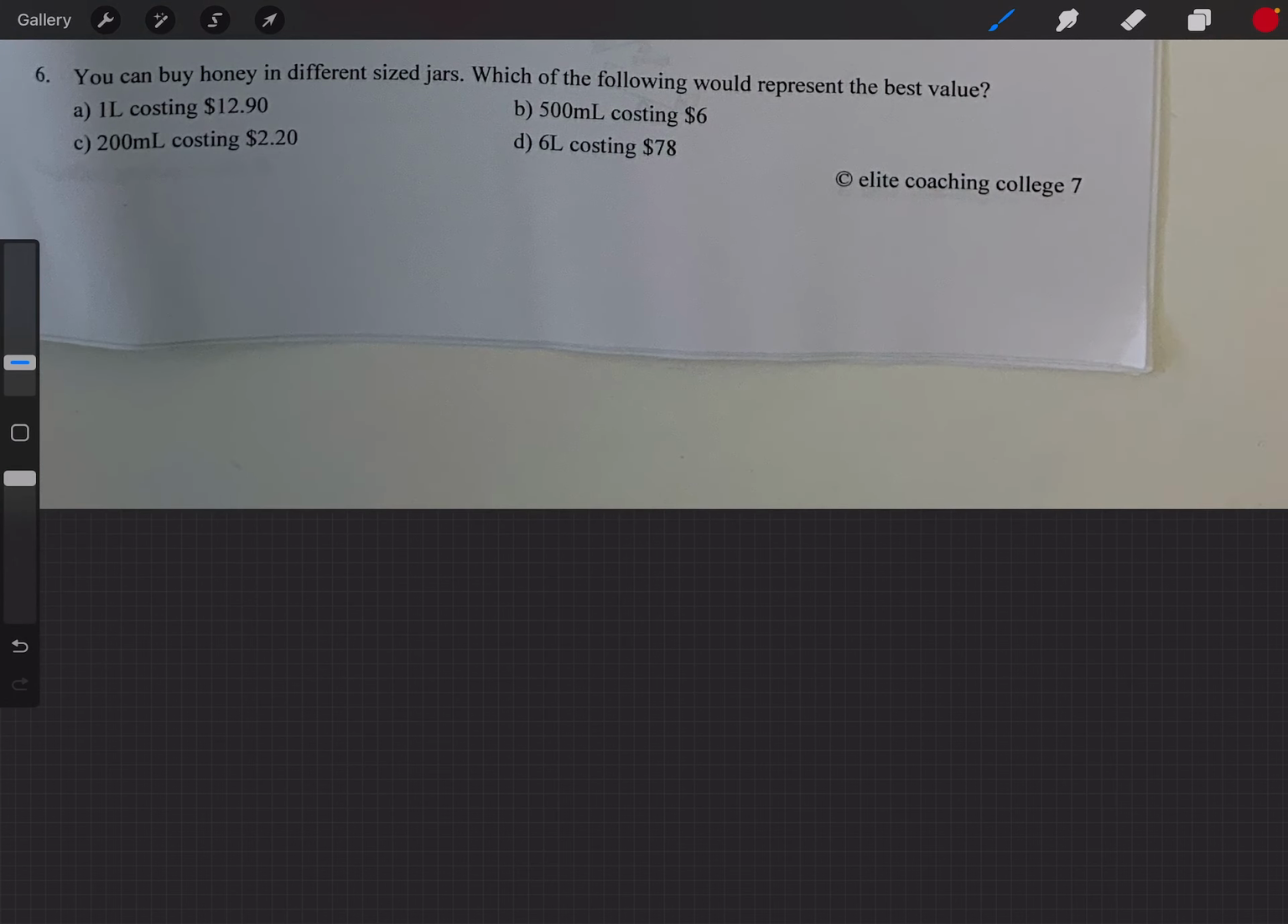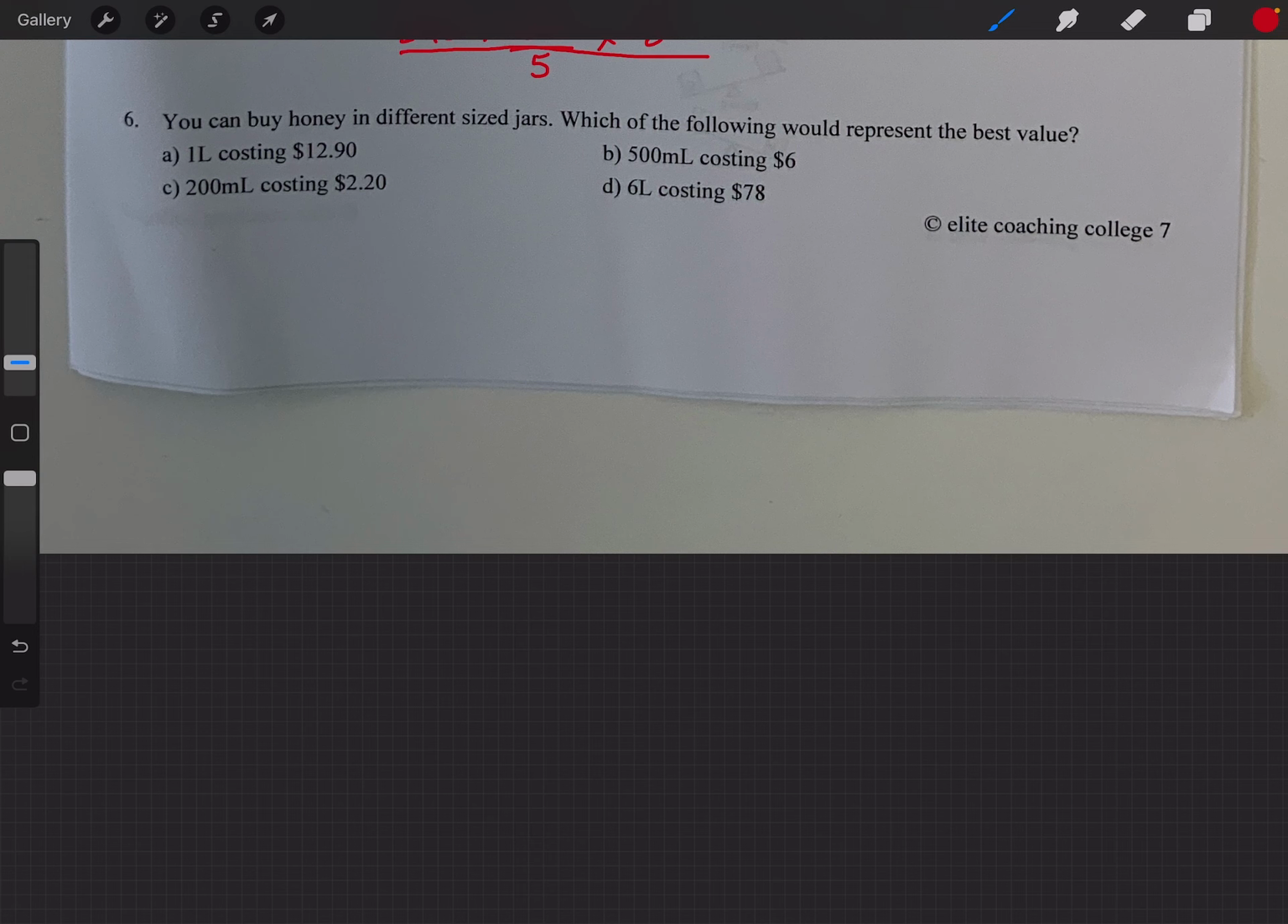Next one says, I can buy honey in different size jars. Which of the following will best represent the best value? Okay, this one is just comparing. Turn all of these into 1 liter. So 1 liter gets me this much. Now this one is 200 milliliters, so change it to 1 liter. Times it by 5 to get to 1 liter. See how much you get.